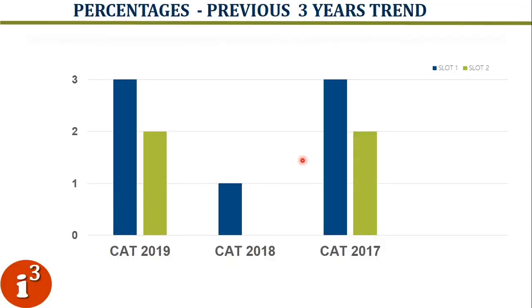Okay, so first let's see what's the trend of questions of percentage in the previous 3 years. In CAT 2019, there were 3 questions standalone in slot 1, 2 in slot 2. In 2018, there was 1. In 2017, again 3 in slot 1 and 2 in slot 2. So these are the standalone questions, meaning only percentage with nothing, any other concept.